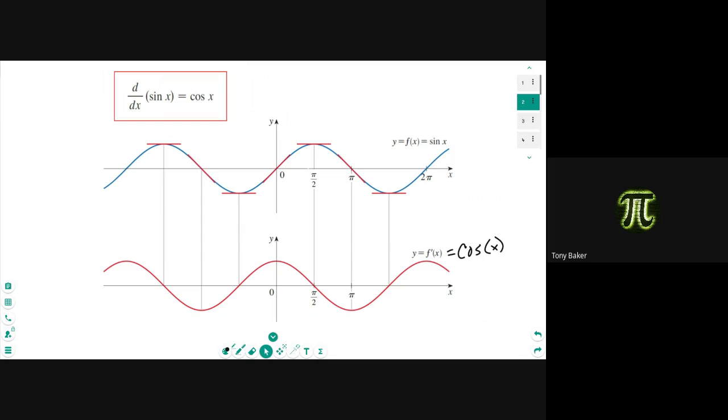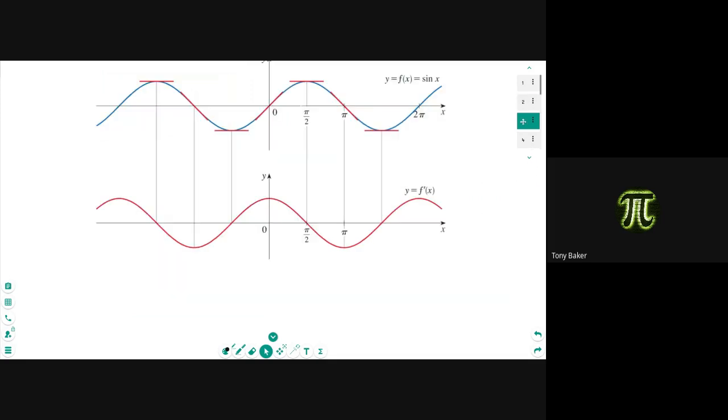Now, yes, I could go through and do an actual proof for you, but I think the graph makes it a little easier to see. All right, so let's look at cosine. Because in essence, every single trig function that we have, you can turn into sines and cosines. So if we can find the derivative of sine and the derivative of cosine, I should be able to use those to find the derivatives of everything else.